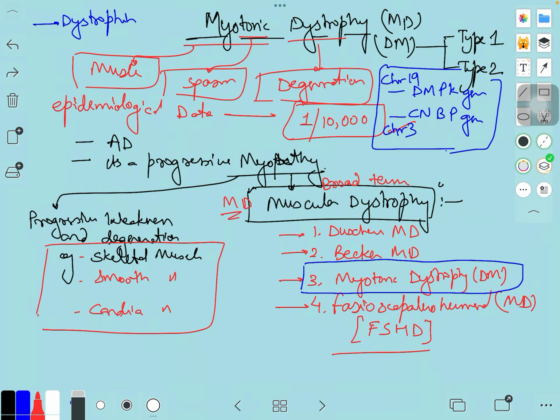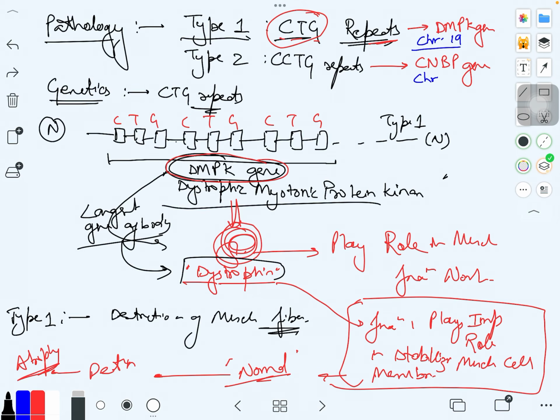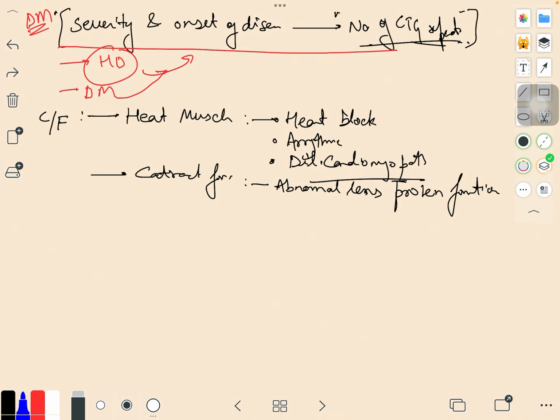Okay, dystrophin gets altered or abnormal, and because of that membrane stabilization gets hampered. Important. Okay, so cataract formation is done. Next is, as we just said, that insulin resistance will be there. Insulin resistance.